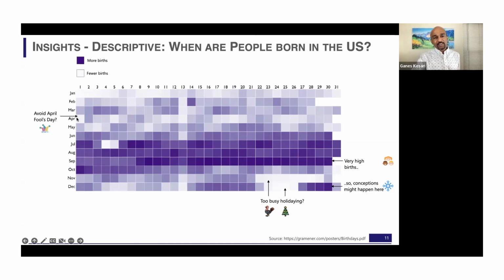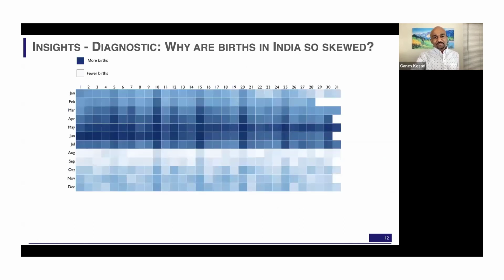You see the patch here, it's a lighter patch. Or they don't want them born on 13th of any month. You can see again, this is lighter. But 14th, Valentine's Day, seems to be popular. So this is the pattern for US.